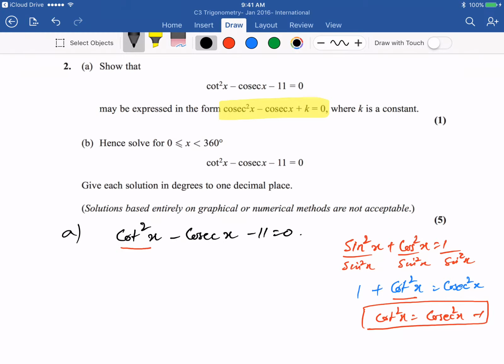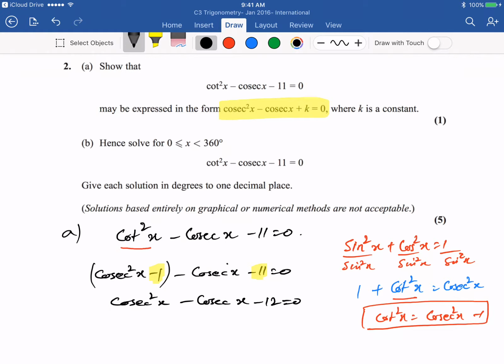So instead of cot square x, I'm going to replace that by cosec square x minus 1, minus, the rest is exactly the same, cosec x minus 11 equals 0. So you can see minus 1 and minus 11 can be combined. So my answer is now cosec square x minus cosec x minus 12 equals 0. So that is enough for 1 mark.